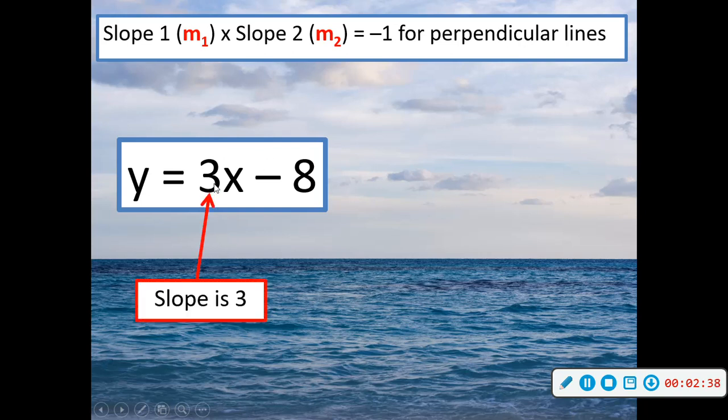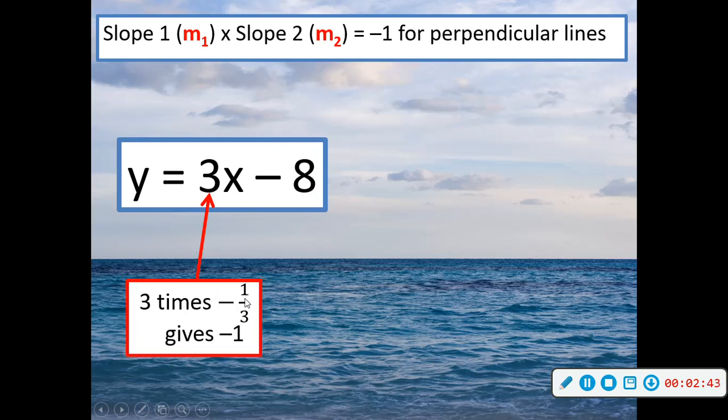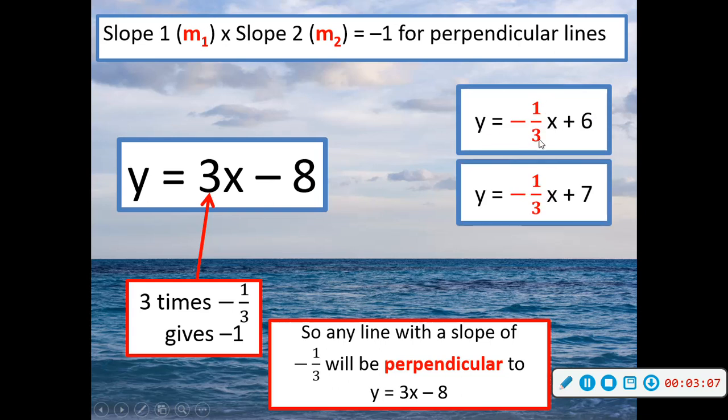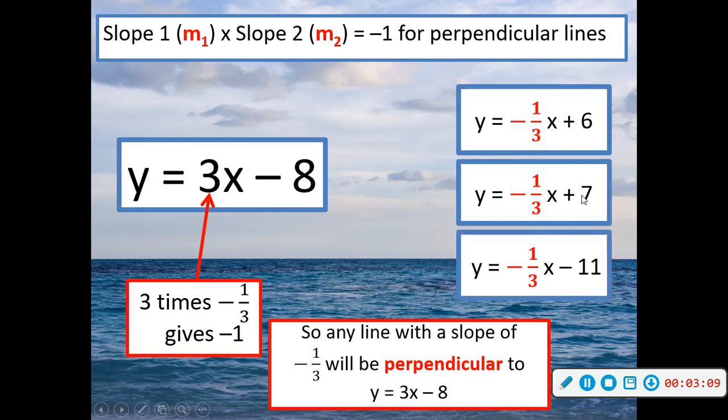So the slope in this case is 3, and a perpendicular line will have a slope of minus 1/3. I'll explain this in a minute, but basically 3 times minus a third will give you minus 1. So it's easy to find the slope of a perpendicular line, but again I'll explain this shortly. Any line with a slope of minus a third will be perpendicular to this line. Here are some examples: y = -1/3 x + 6, y = -1/3 x + 7, y = -1/3 x - 11. They all have different y-intercepts, but their slopes are all the same.